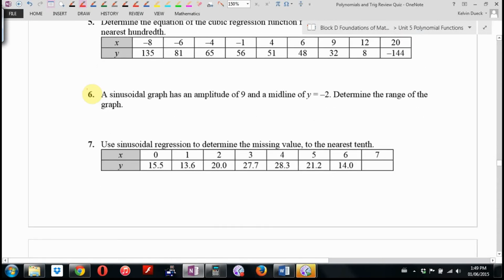I like number 6. Number 6, give me on the test. This or backwards. I'm either going to give you the amplitude and the midline and say, tell me the range. Or I'm going to give you the range and the amplitude and say, tell me the midline. Or I'm going to give you the range and the midline and say, tell me the amplitude. Okay? So here, what's the midline in number 6?